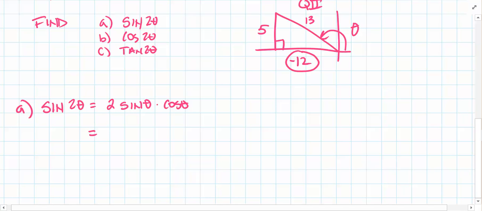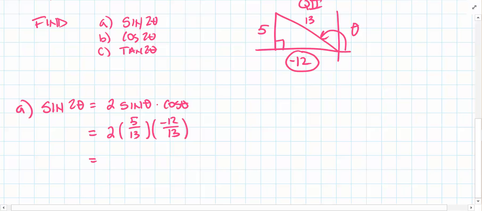So sine 2 theta then turns out to be 2 times, we know the sine of theta, and we're going to figure out the cosine of theta. According to our picture, the sine of theta is 5/13. That one was given to us, so multiply by 5/13. And the cosine of theta, if I look at the picture, would be what? Negative 12/13, right? Yes. The rest is just algebra.